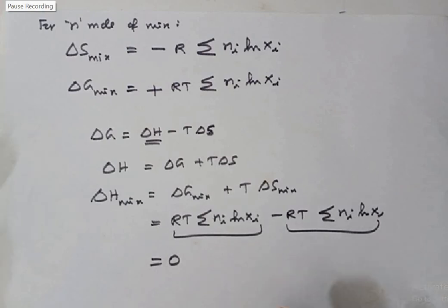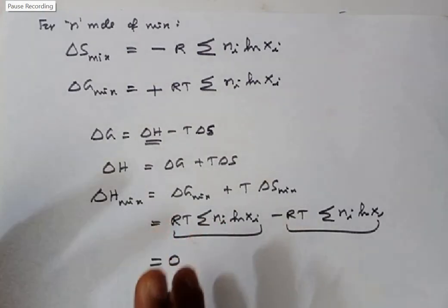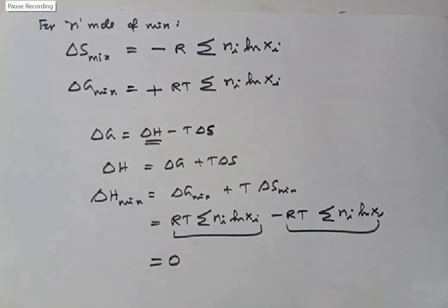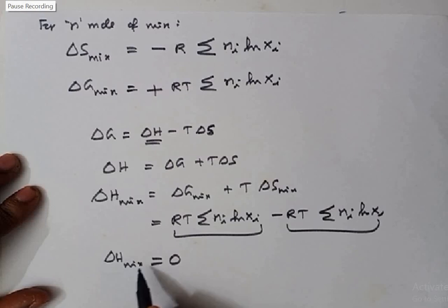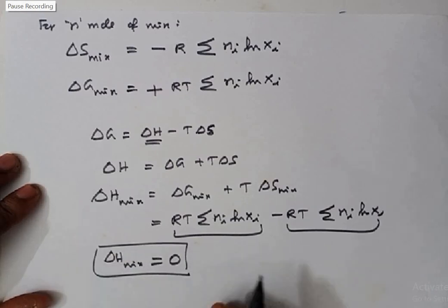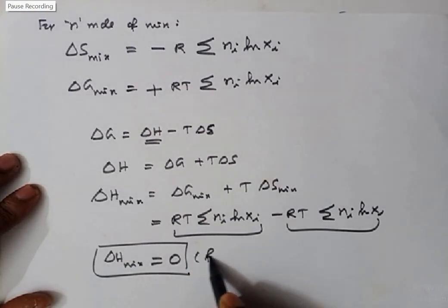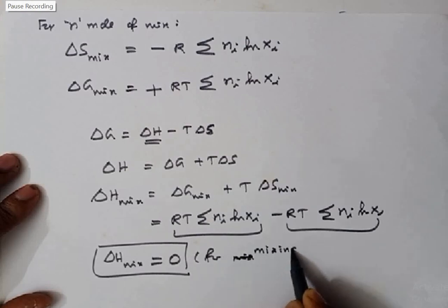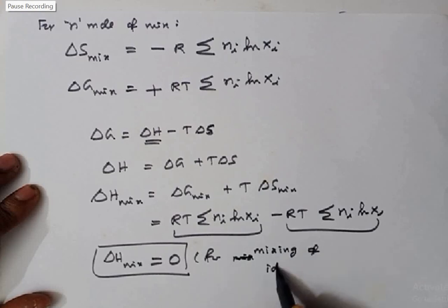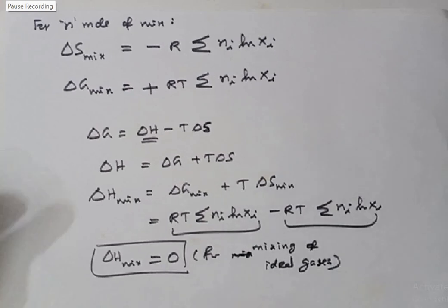If you mix 2 or more ideal gases, there is no change in the enthalpy. No heat is released, no heat is absorbed. Delta H mixing is 0 for mixing of ideal gases. Take note. See how to find delta V mixing.